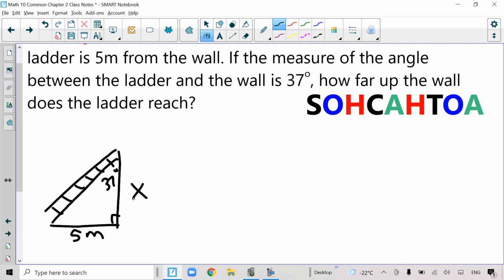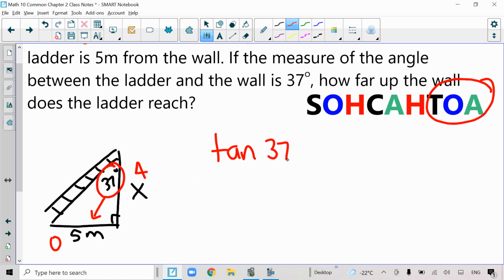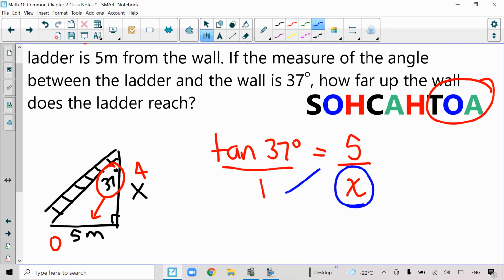That's this side here. Okay, so let's label everything with respect to my angle. So I can see that this side here is directly opposite, and the x is adjacent, it is beside it. So O and A, that is tangent. So let's write it out. Tan of 37 degrees is equal to opposite 5 over adjacent x. Put that over 1, circle my variable, and I'm going to cross multiply, divide what's left.